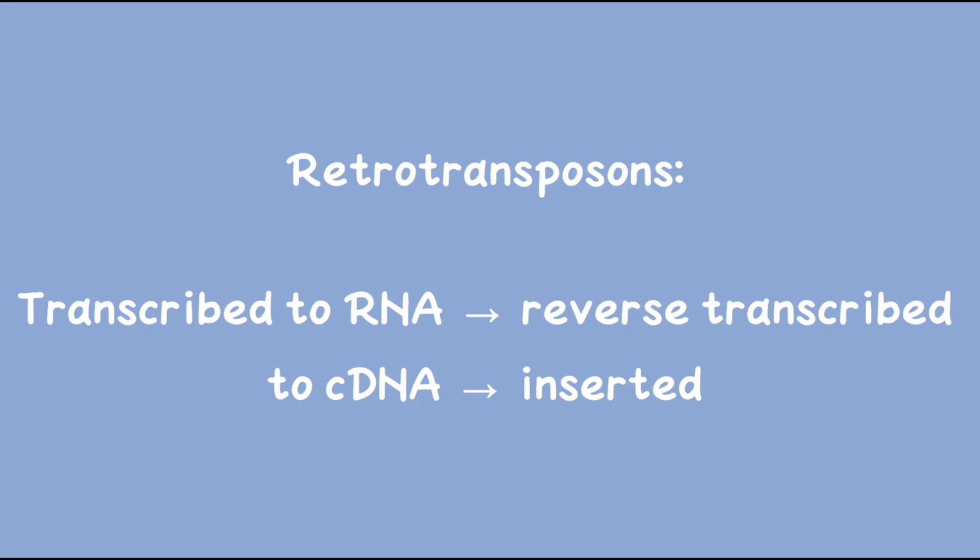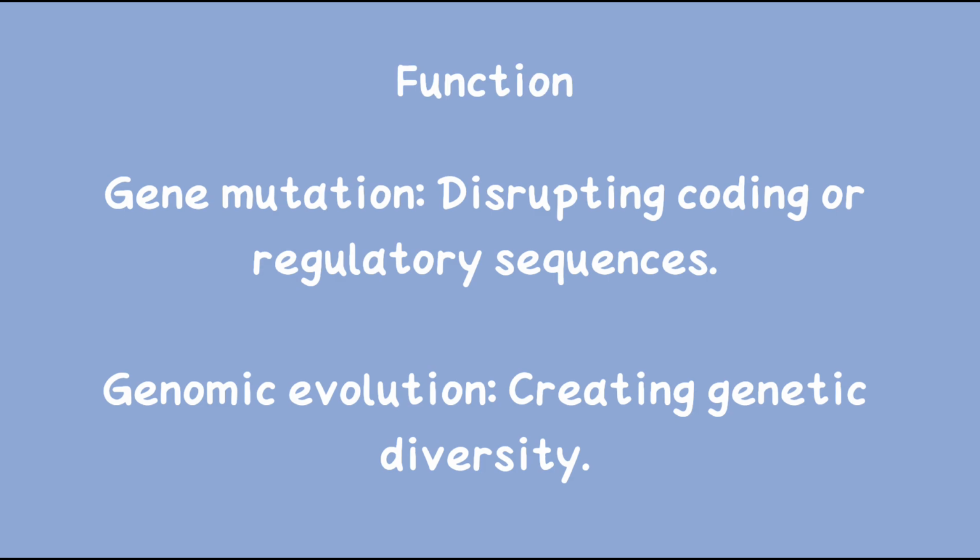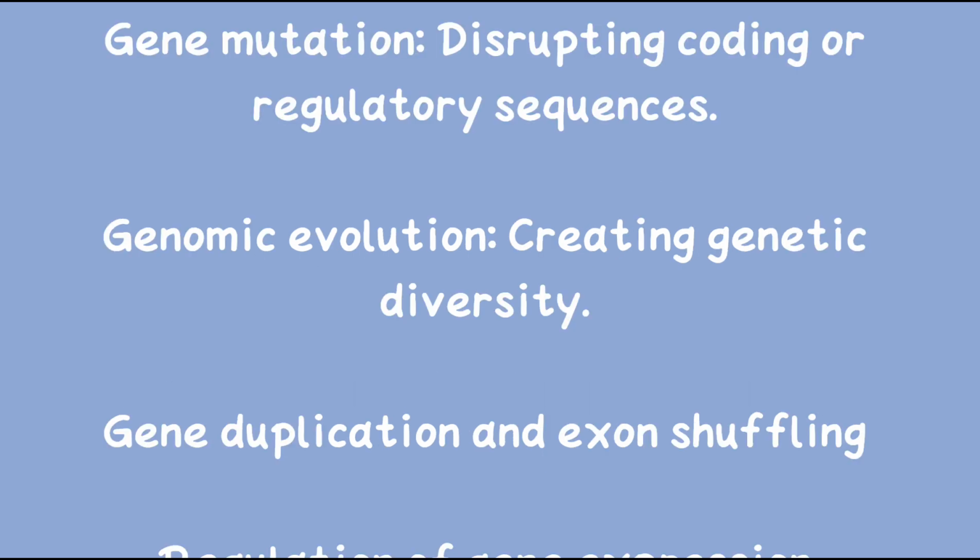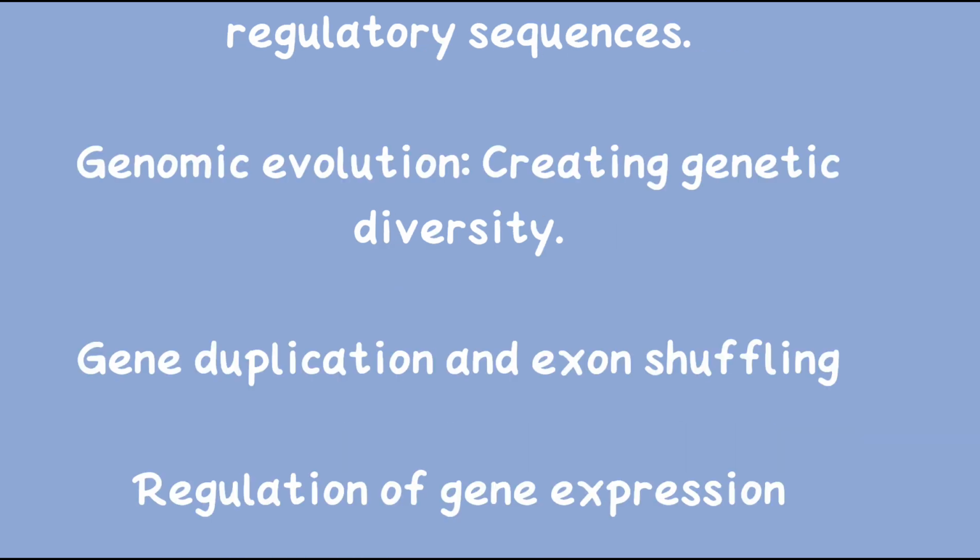So we will know the types. But before knowing the types, we will know why they matter. They can contribute to genomic evolution by introducing new genetic variation. They can insert into genes, potentially disrupting their function and causing mutation. They can be a source of new genes or regulatory sequences. They can contribute to evolution and new traits.